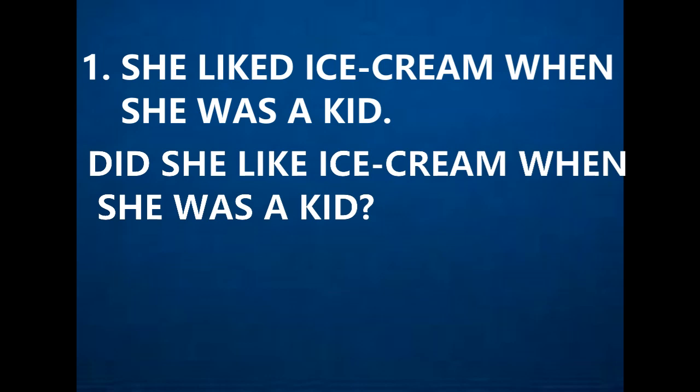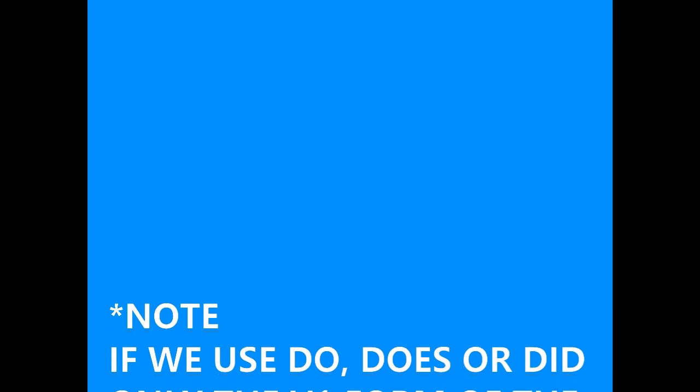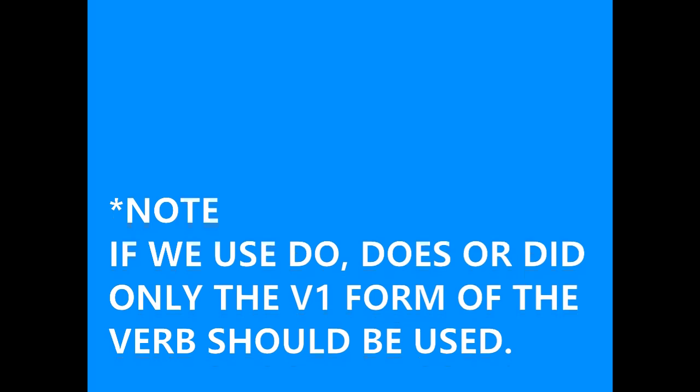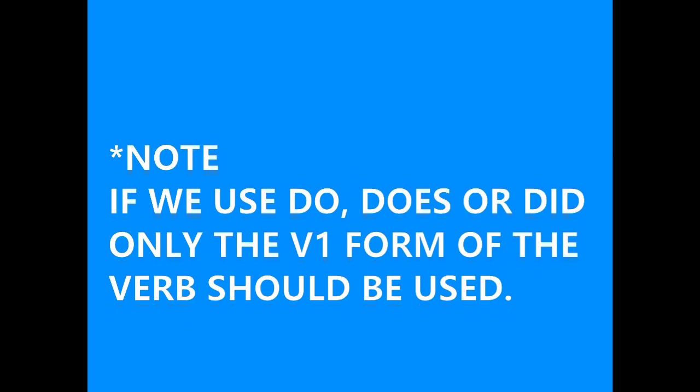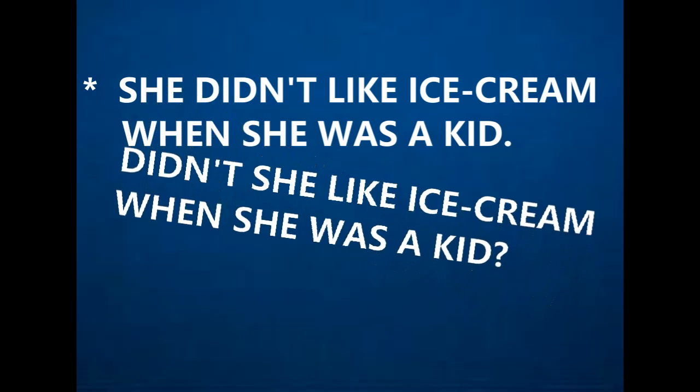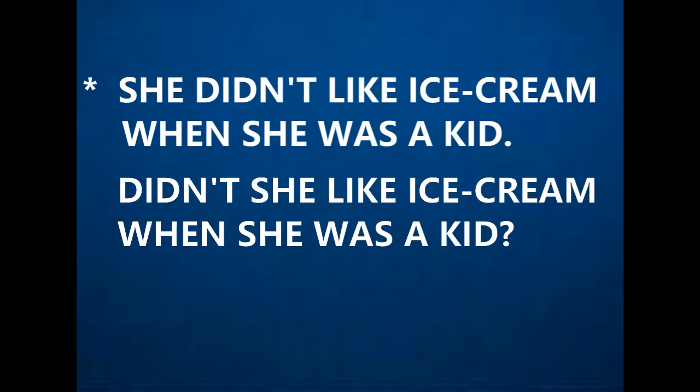As a reminder for you, listen carefully. Do, does, did. Whatever the question form is, you have to use only the V1 form of the verb. That is the present tense of the verb. So here, did she like ice cream when she was a kid? Now, we are going to form the negative. She didn't like ice cream when she was a kid. Now, to form a negative question, you have to put didn't in the beginning. Didn't she like ice cream when she was a kid?